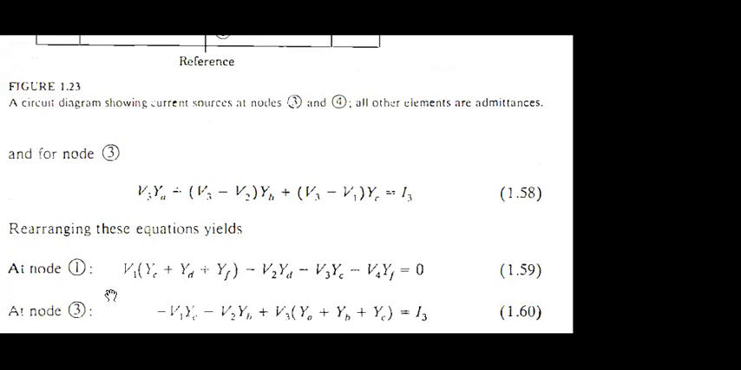In node 1, you have 3 V1, right? Rearrange that equation in terms of V1, V2, V3, V4 like this. That means you already have the equations in your hand, rearrange that in this way.